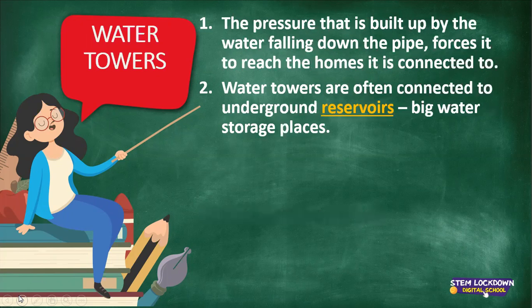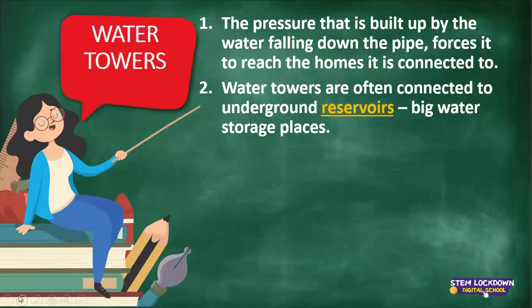Okay, so the pressure that is built up by the water falling down in the pipe forces it to reach our homes, it is connected to. So basically, because the water is pressurized, meaning that it's concentrated in one area, now when you open the tap, it forces the water to move from high to low, and it can reach your buckets in which you can take home.